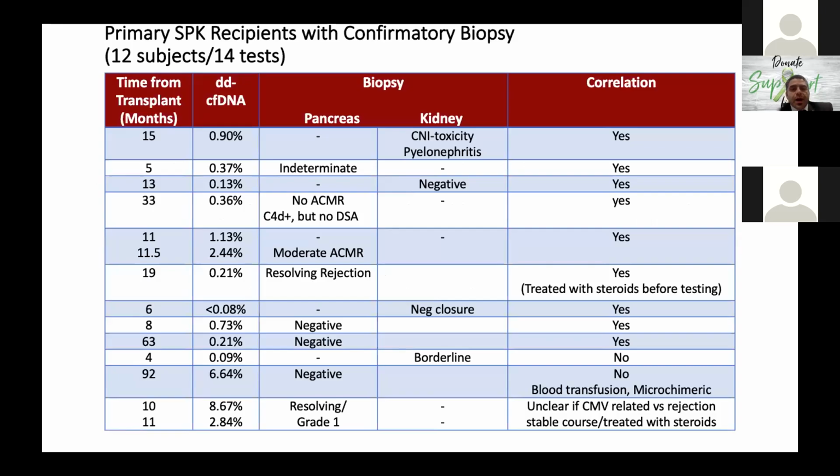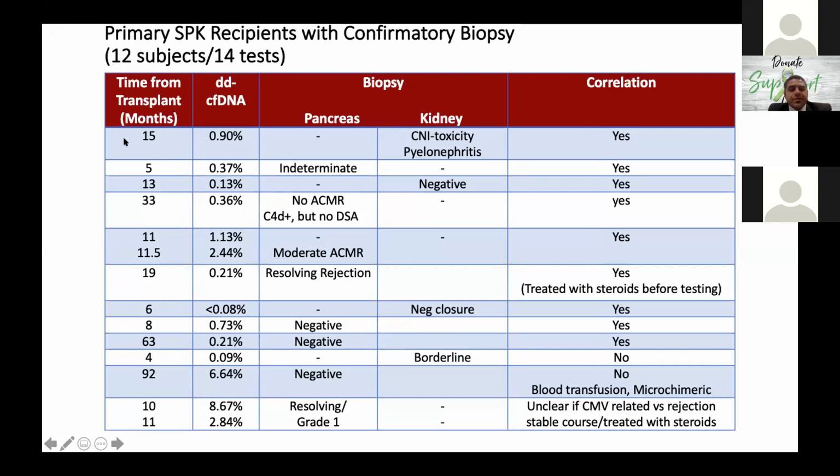So for primary SPK recipients, this table will have the time from transplant, donor-derived cell-free DNA results, the organ that was biopsied, if any, and the correlation according to what the team had felt correlated or didn't correlate.